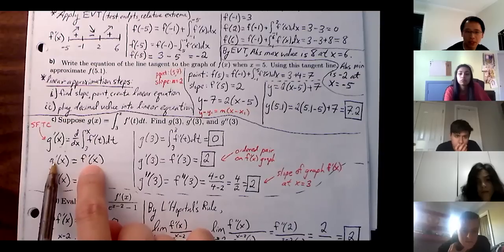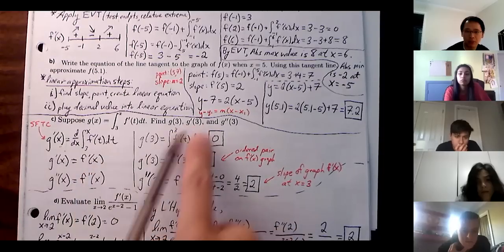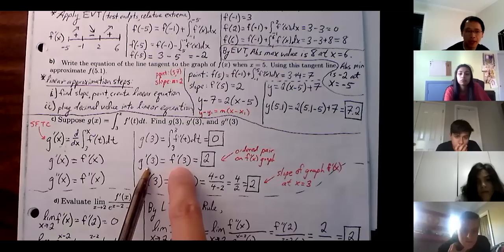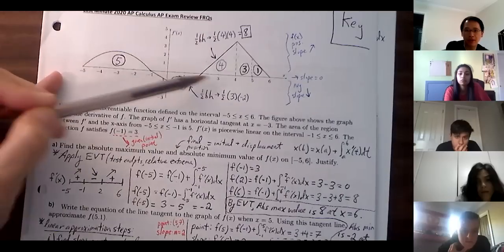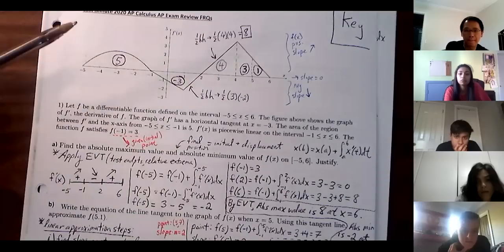So once we have g prime is equal to f, we can just find g prime of 3, which is equal to f of 3, and f of 3 is just the ordered pair. So f of 3, this is my f graph, so f of 3 is equal to 2.